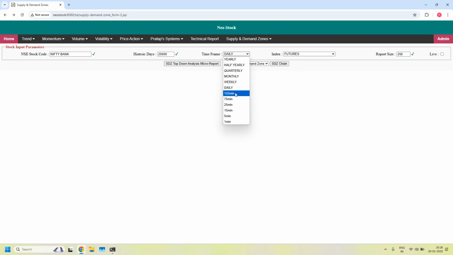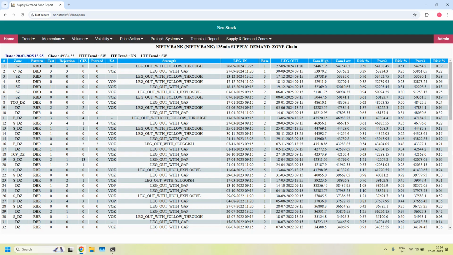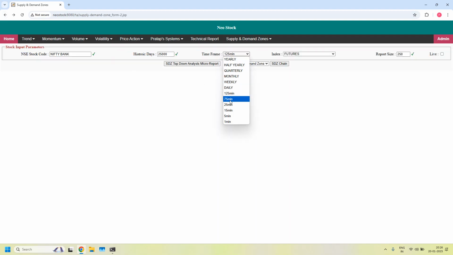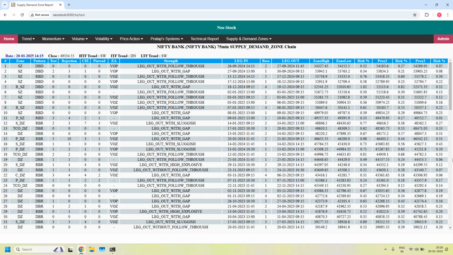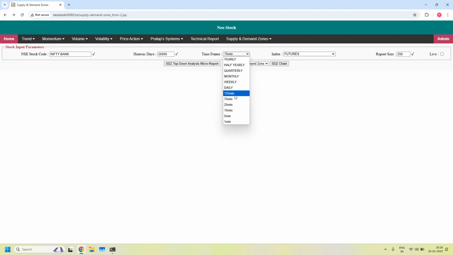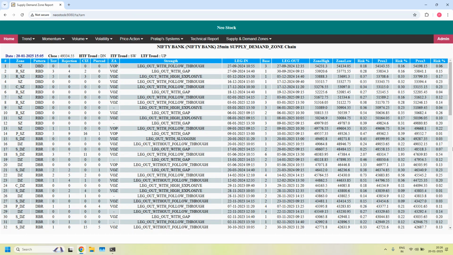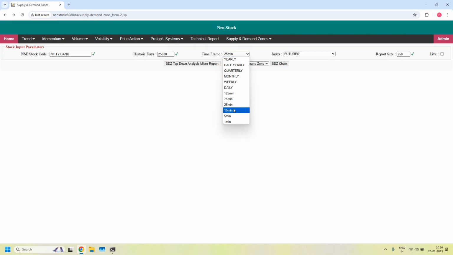Next, 125 minutes supply demand zone chain for Bank Nifty. Next, 75 minutes supply demand zone chain for Bank Nifty. Next, 25 minutes supply demand zone chain for Bank Nifty. Next, 15 minutes supply demand zone chain for Bank Nifty.